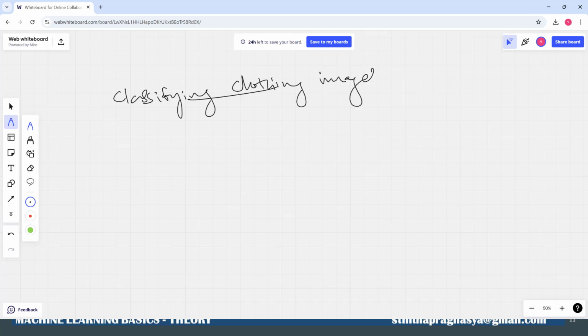Imagine you are developing a system for an e-commerce website that needs to automatically classify images of clothing into categories. And what are those categories? They might be, let's say, t-shirt, dress, and pants, etc. You can have many. You have a data set of labeled images where each image is already categorized. Now, when a new image comes in, your goal is to predict its category using the kNN algorithm. Got it? That's the classification.